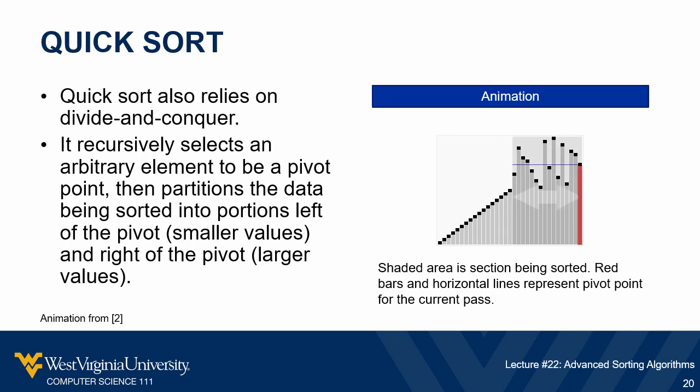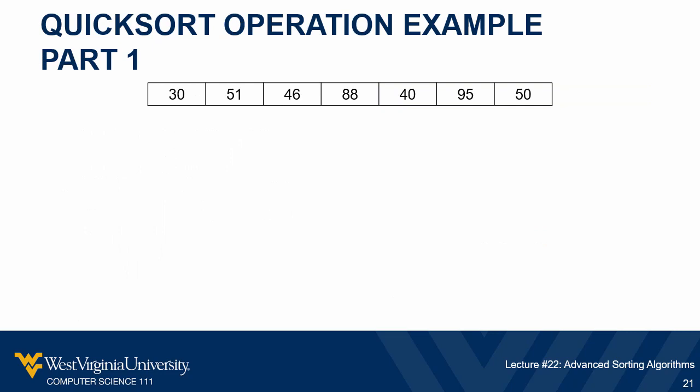Let's take a look at an actual step-by-step example that we can work through. Let's say that we have this 7-element array that we're trying to sort using quicksort. We're just going to pick a pivot point, and I'm arbitrarily going to choose to use the last element for the pivot for each of these. I can do whatever I want to be the pivot point.